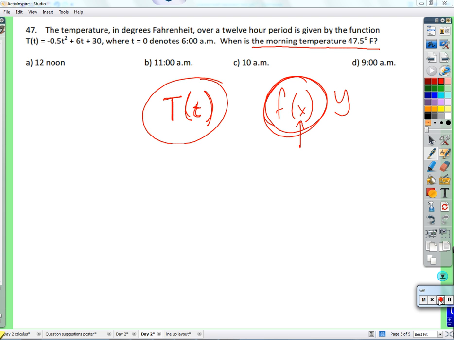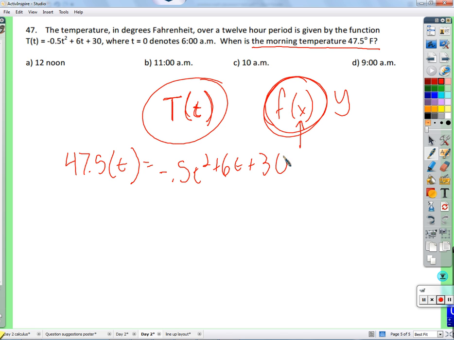The big T. It is the big T. Now, does that mean I write something like 47.5 = -0.5 t squared + 6t with a little t? Now, this is a common mistake. What is the mistake? There's no little t. Why?